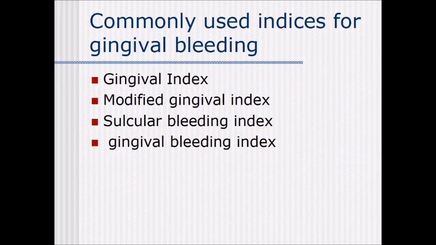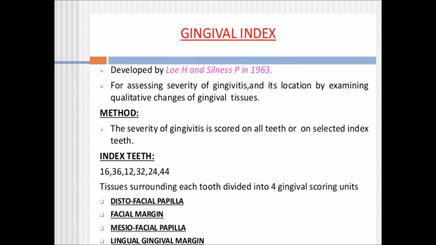Commonly used indices for gingival bleeding are gingival index, modified gingival index, sulcular bleeding index and gingival bleeding index. Gingival index, that is the most commonly used index. It was developed by Loe and Silness in 1963 for assessing severity of gingivitis and its location by examining the qualitative changes of gingival tissues. And all the teeth are scored, or either selected teeth are scored.